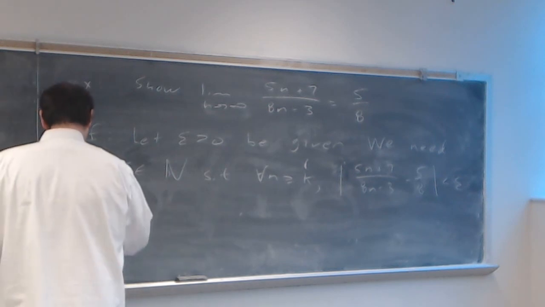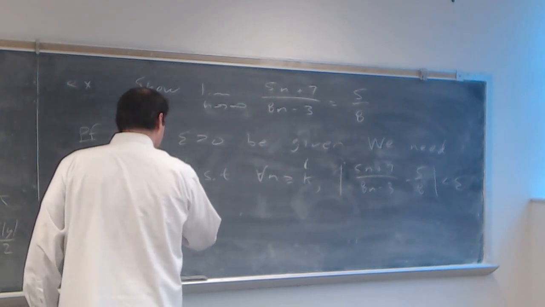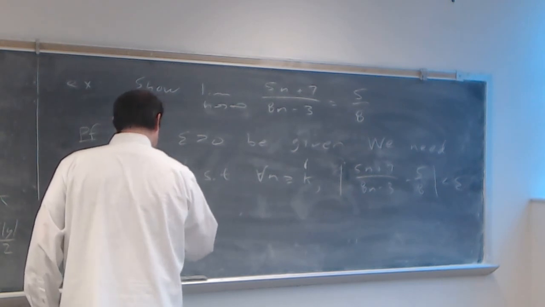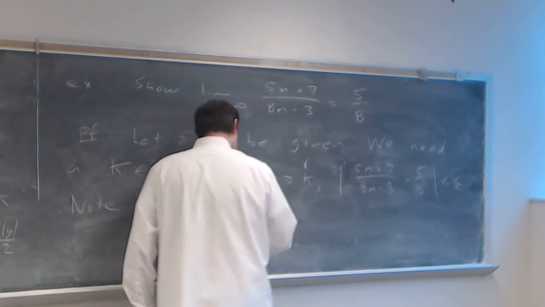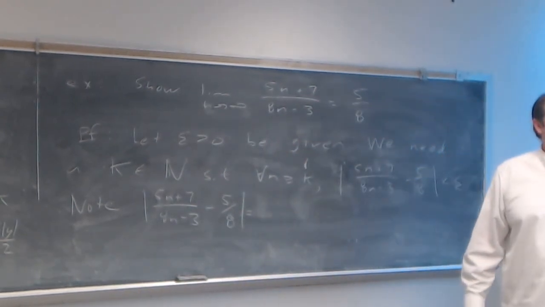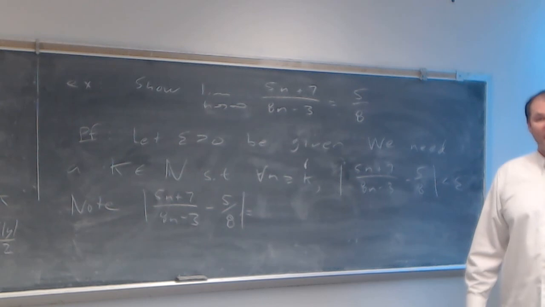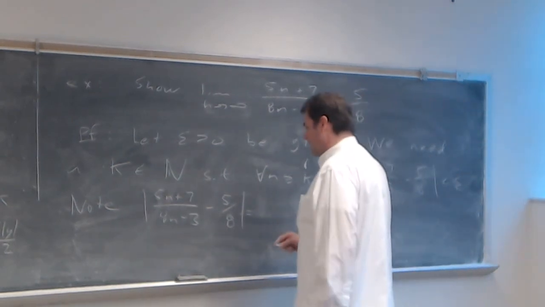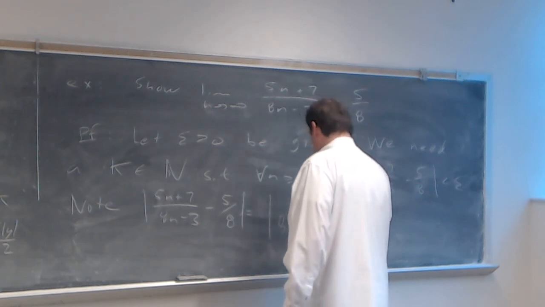Okay, so note, (5n + 7)/(8n - 3) - 5/8 is the same thing. What I would think here is what's natural. Not everything that we do that's natural is beneficial, but in this case, it is. When we're trying to subtract two fractions, we need a common denominator. So I'm going to do that. 8 times (8n - 3) is going to be the common denominator.